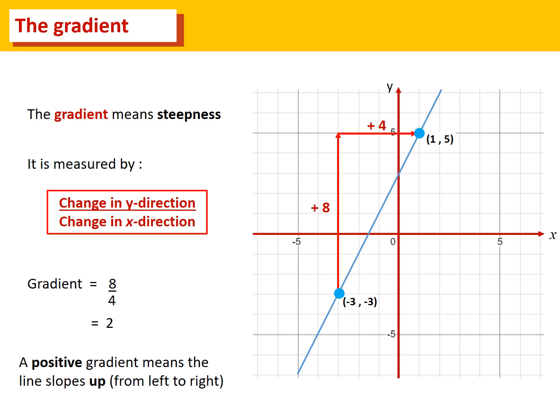A positive gradient, such as 2, means the line slopes upwards from left to right. So we would always start with our leftmost point going to our rightmost point, and to get from our leftmost point to our rightmost point, you can see the line is sloping upwards.